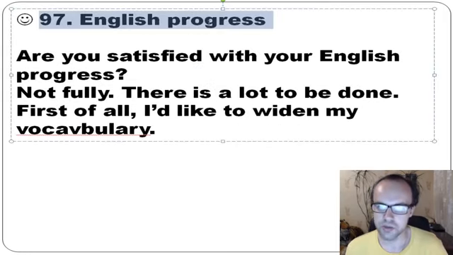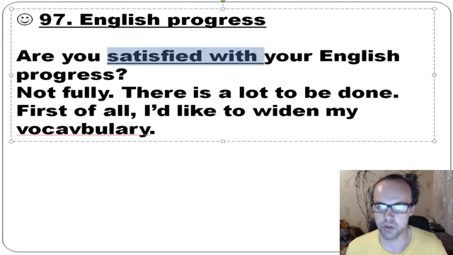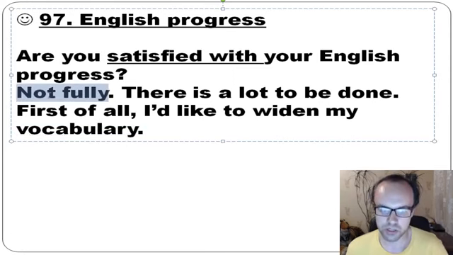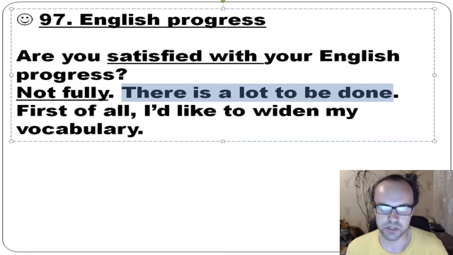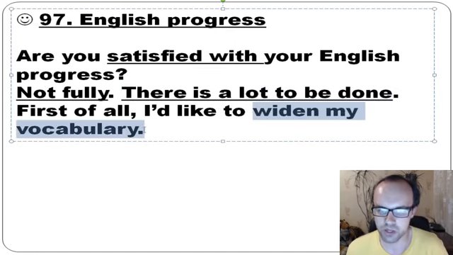English progress. Are you satisfied with your English progress? It means, are you happy about your English progress? Not fully, means not completely. There is a lot to be done. A nice phrase. It means you need to do lots of things. There is a lot to be done. First of all, I'd like to widen my vocabulary, or I'd like to enlarge my vocabulary.